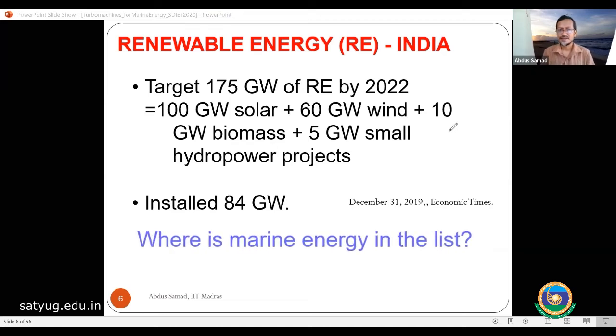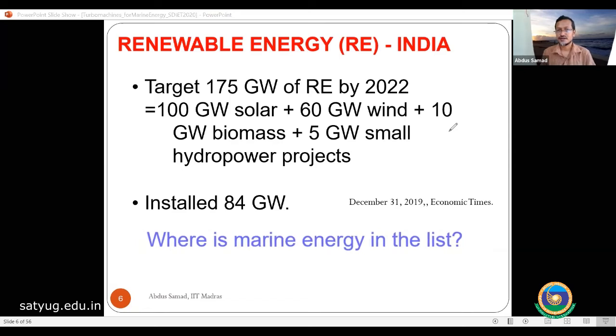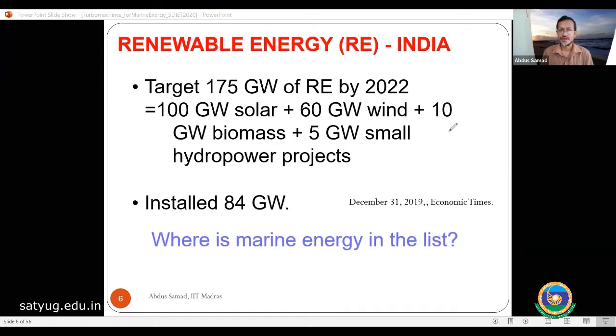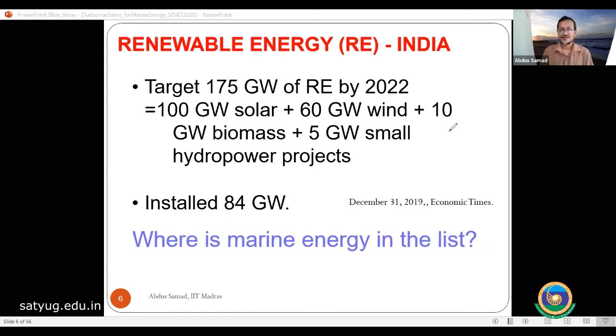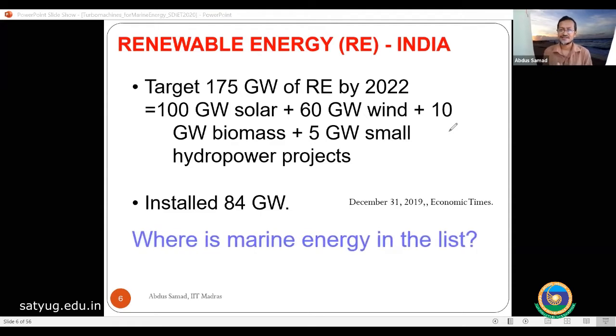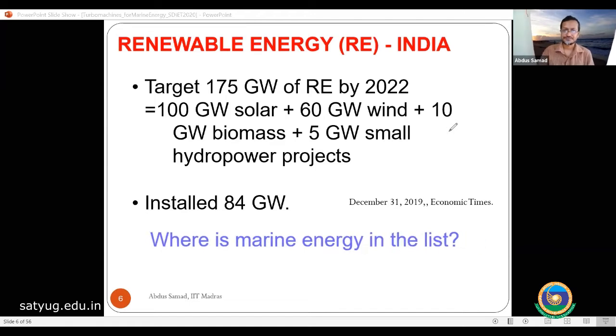And India's presently installed capacity is 84 gigawatt, and it is increasing gradually. I got this information from the Economic Times. Even on the Ministry of Renewable Energy website it will be available. Now the question is, where is the marine energy in this list? In this whole presentation I'll try to explain and justify why marine energy is not in the list and what to do about that.